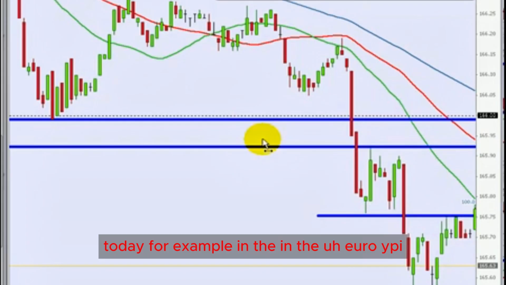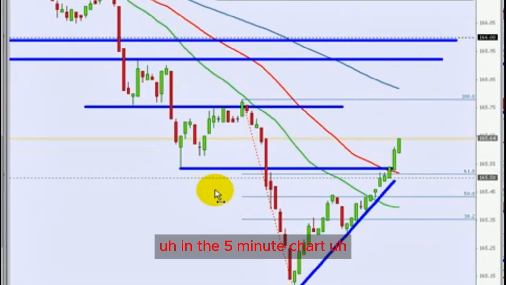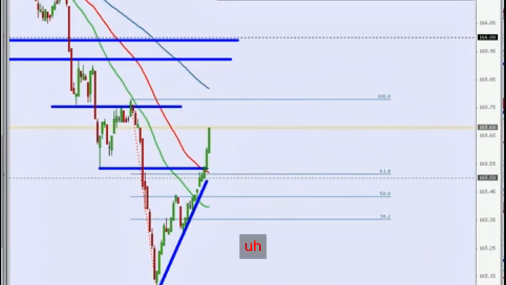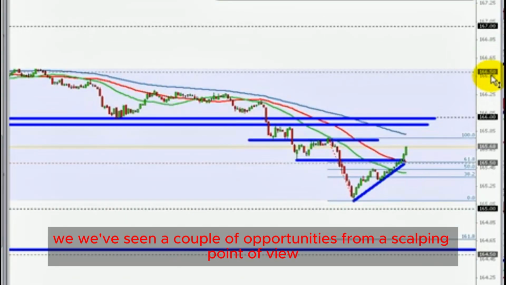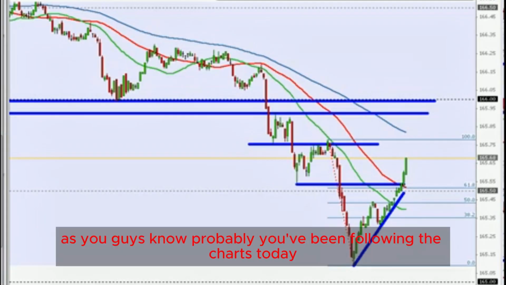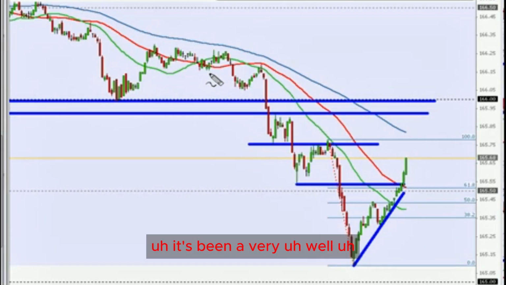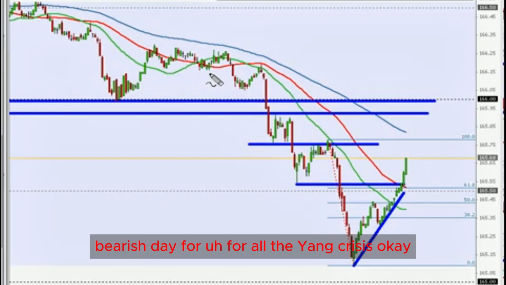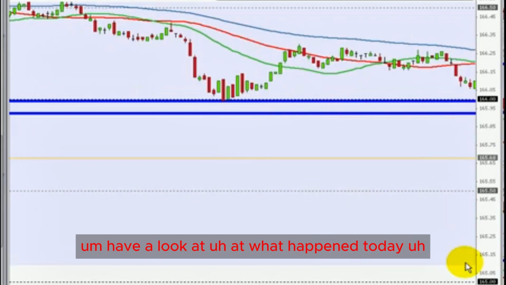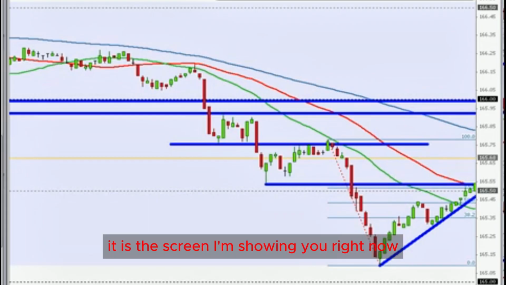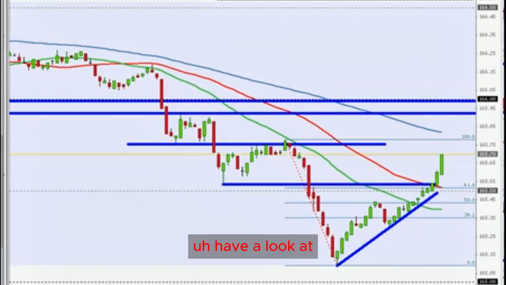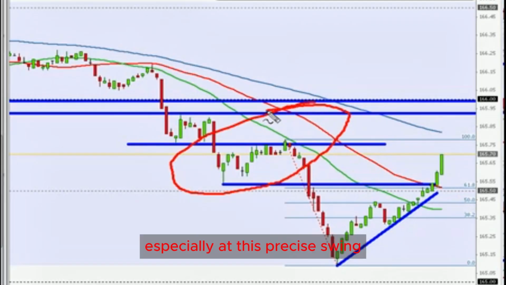Today, for example, in the Euro JPY, in the 5-minute chart, Euro against Japanese yen, we've seen a couple of opportunities from a scalping point of view. As you guys probably know, if you've been following the charts today, it's been a very bearish day for the yen crosses, okay? Have a look at what happened today in the London session. It's the screen I'm showing you right now. This is the 5-minute chart, okay? Have a look especially at this precise swing.